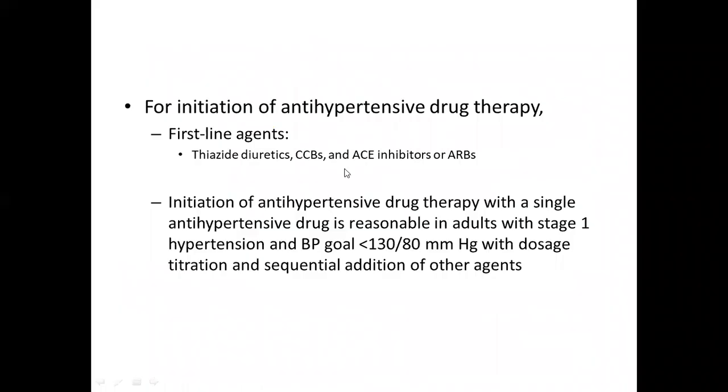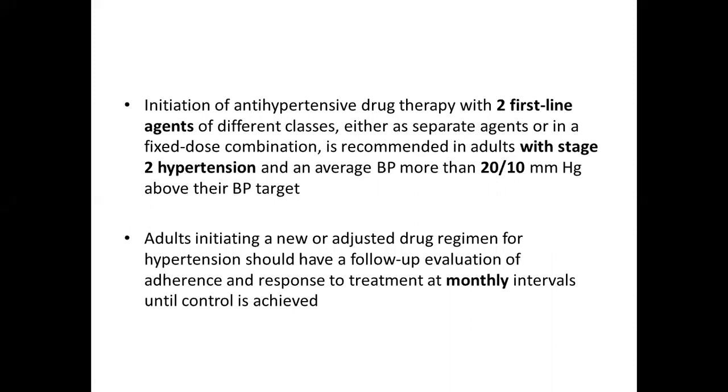So for the initiation of antihypertensive agents, you should first know the first line agents: thiazide diuretics, calcium channel blockers, ACE inhibitors, or ARBs. If the patient is in stage 1 hypertension, you can start them on a single antihypertensive agent and titrate the dose according to the response. However, if the patient is in stage 2 hypertension, you can either use a single agent and titrate the dose upwards, or use a combination of two first line agents and titrate according to the response of the patient. Once the patient is started on antihypertensive therapy, you should monitor the patient monthly in the initial phase of treatment to assure that they have reached the target blood pressure and have compliance or adherence to the drugs.